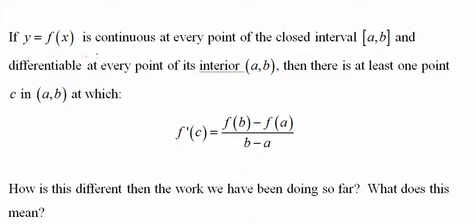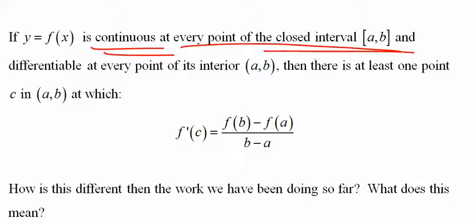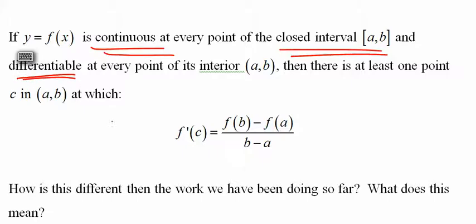If the function is continuous on the closed interval and differentiable at every point on the open interval in its interior, then there is at least one point that matches up the derivative. So that says here's a function from here to here. There is some point in here that is parallel to the derivative.